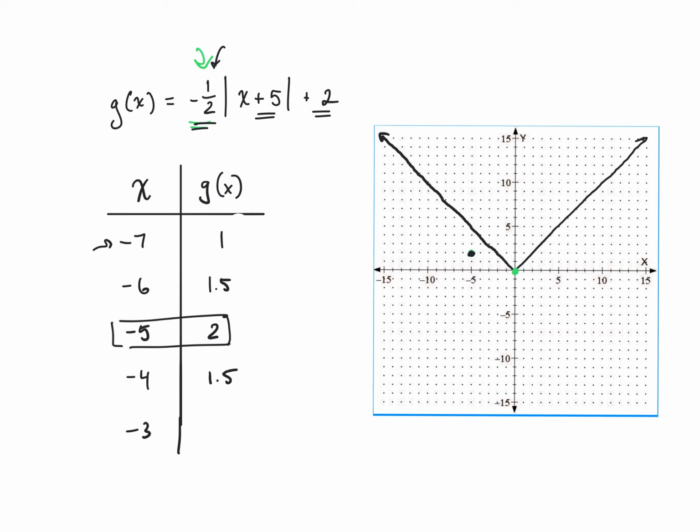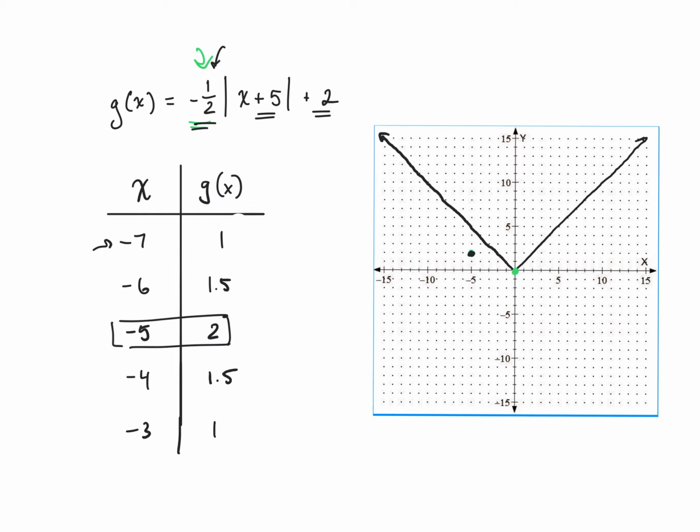And let's just check -3. When I plug -3 in, I get a value of 2. Absolute value of 2 is 2. -1/2 times 2 is -1. And -1 plus 2 is, again, 1. So I'm going to go ahead and plot those points.